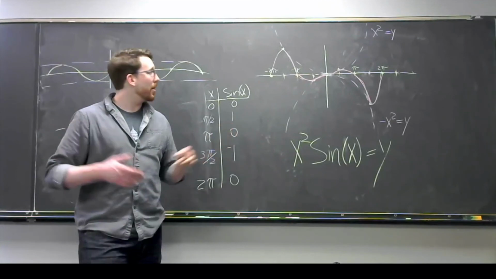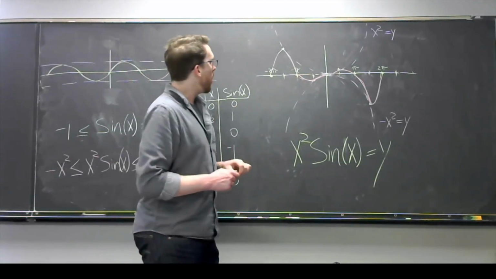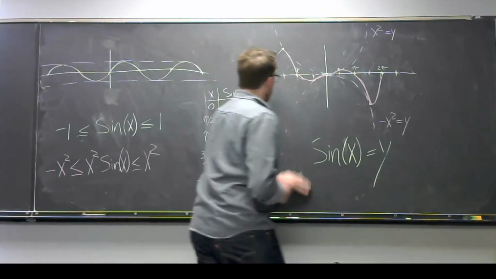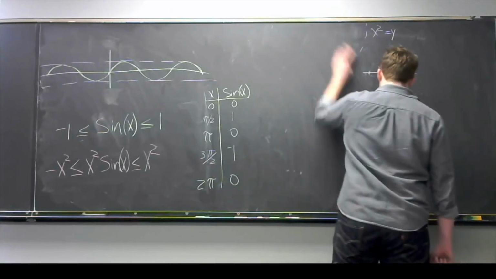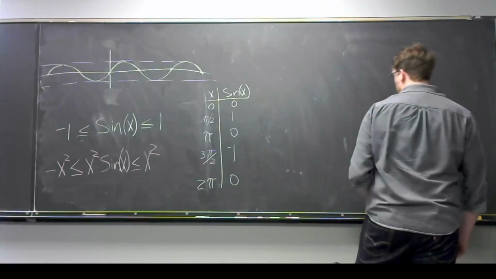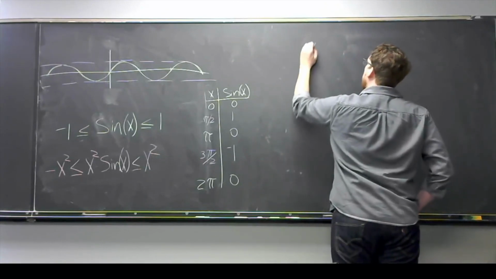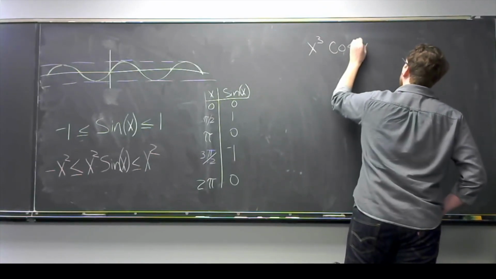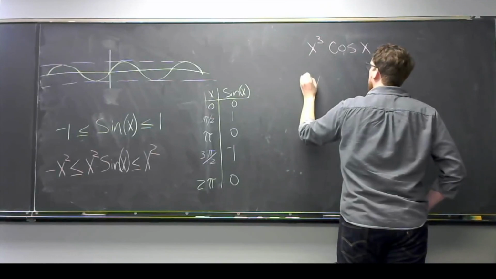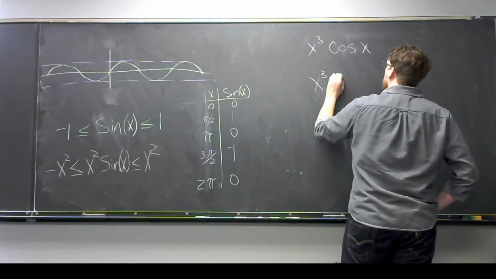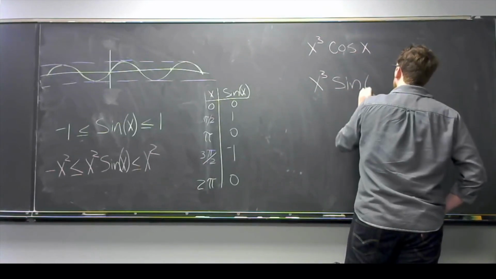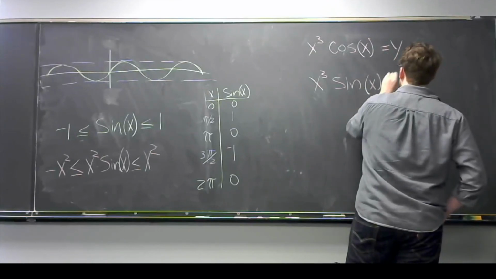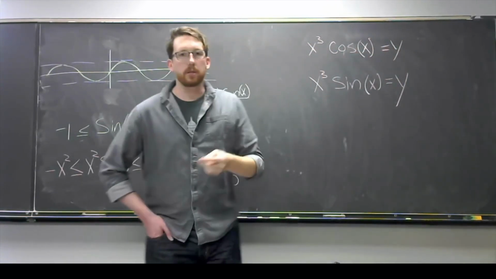And really, this is all I've got for y'all. Having said that, I would like for y'all to take the time and try to graph, let me erase some of this really quick, x cubed times cosine of x and x cubed times sine of x. Try to graph the two of those, see what you come up with.